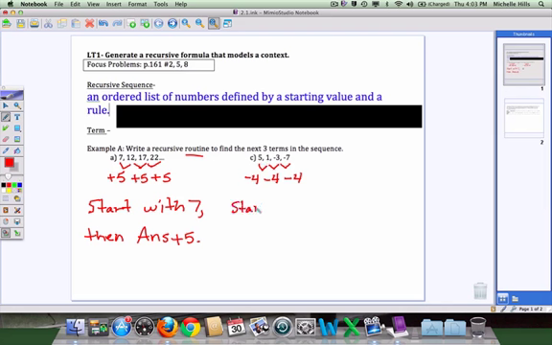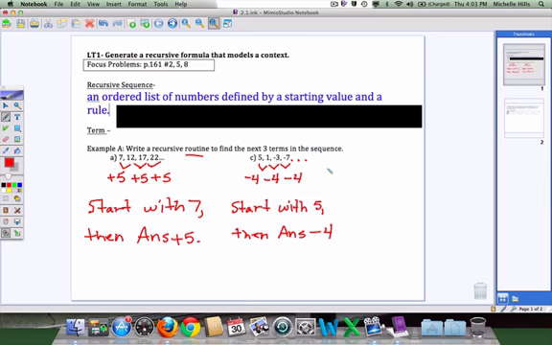Again, I always have to say where to start. Someone should be able to read my recursive routine and recreate the sequence of numbers. There should also be 3 dots after this because this sequence should keep going. So start with 5, then ANS, because we're going to take the previous answer and subtract 4 from it. You could write plus -4, but that's not simplified, so leave it as answer -4.